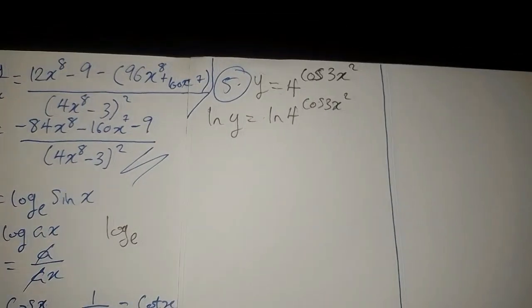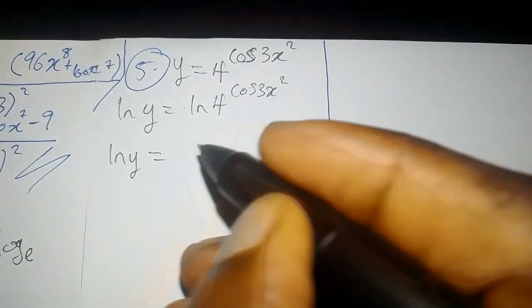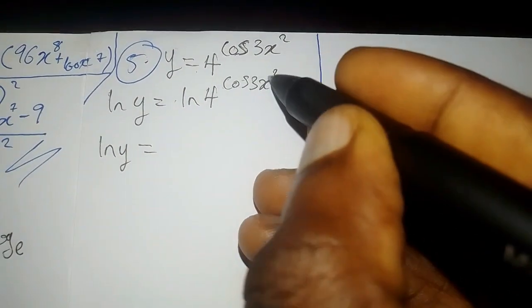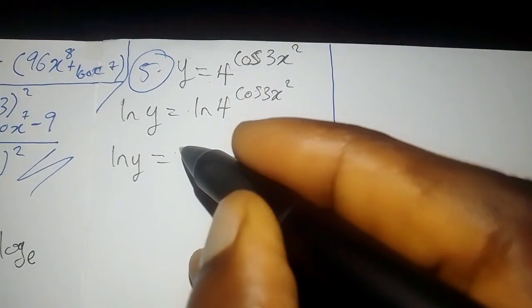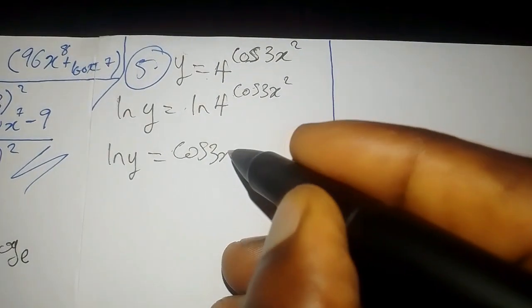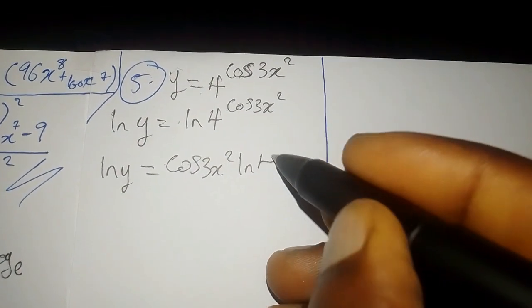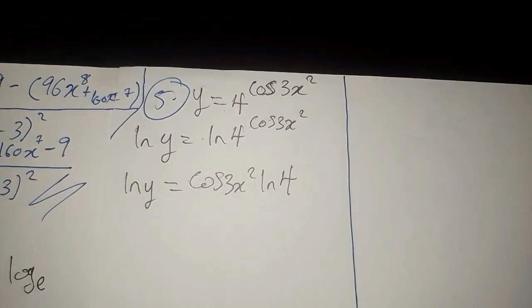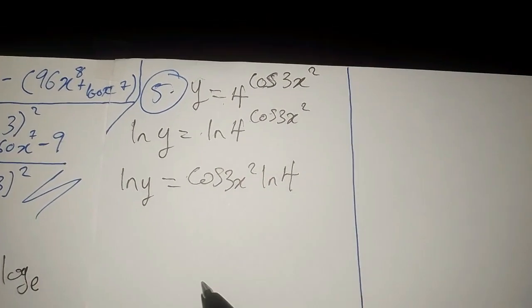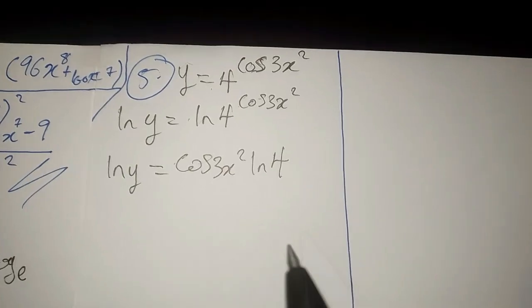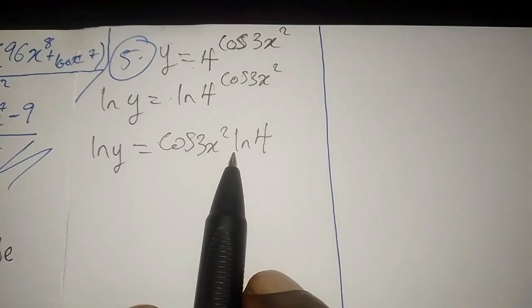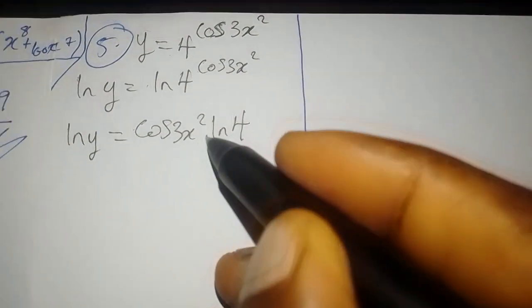So ln y is then equal to, now these guys here can come down. That's cos 3x square ln 4. Okay, from here, can I finish this? Yes, I can finish it. Although you might be wondering that I should use product rule, I can't use product rule. Why can't I use product rule? Because in this place I don't have x there at all, so it is a constant. But here there is x, so I'm only differentiating this one.